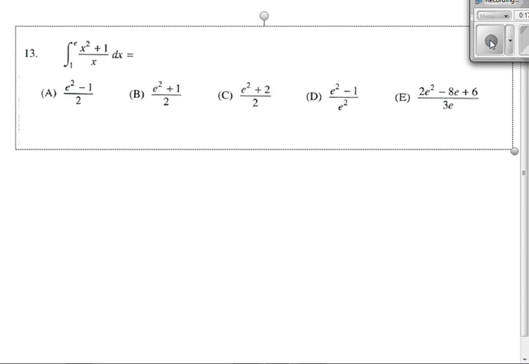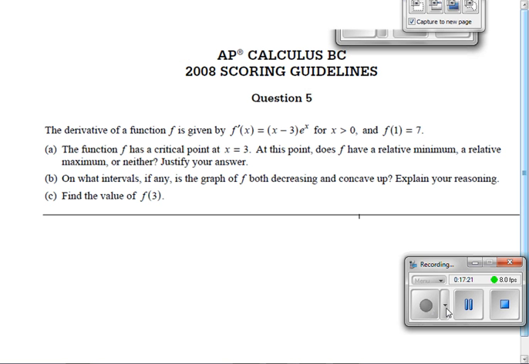So what do you have to do before you can integrate that? What do you guys think? Separate. Isn't this the same as x squared over x plus 1 over x? Then you can make them into separate integrals. I never write it as separate integrals, but go ahead and do that one.